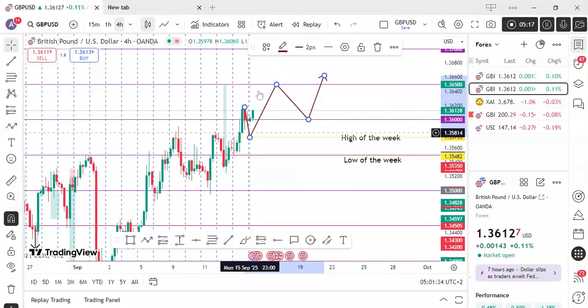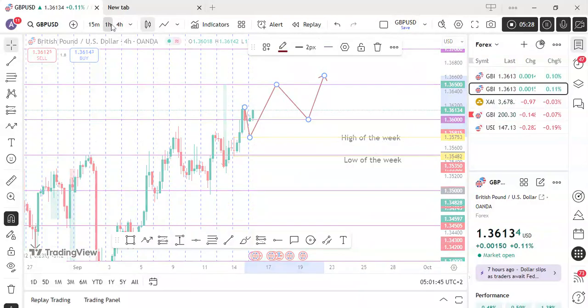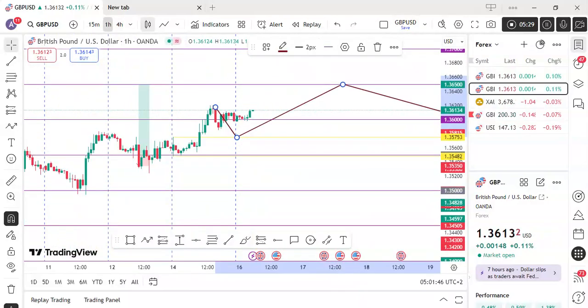So I'm going to be positioned, and eventually price has moved without me because I marked the high of the week, and after marking the high of the week I saw this rejection here from the 4 hour time frame. So on the 1 hour time frame, as you can clearly see, I wanted price to at least trigger this level before I position for a long trade. So price has already moved.